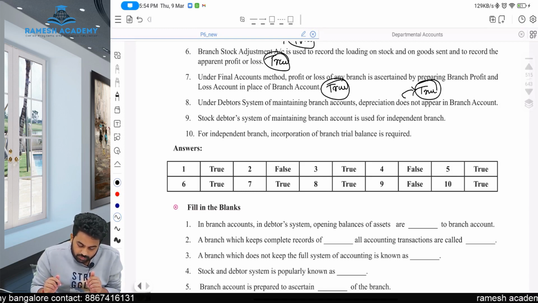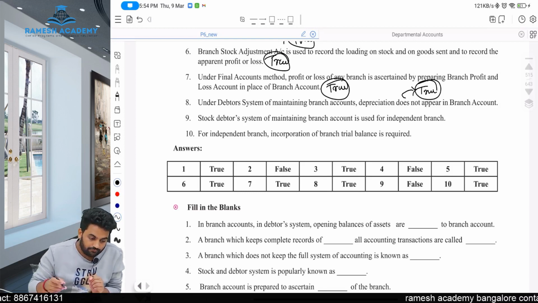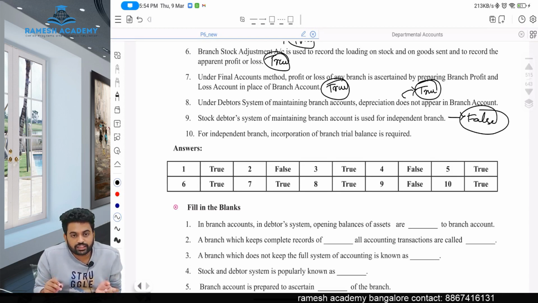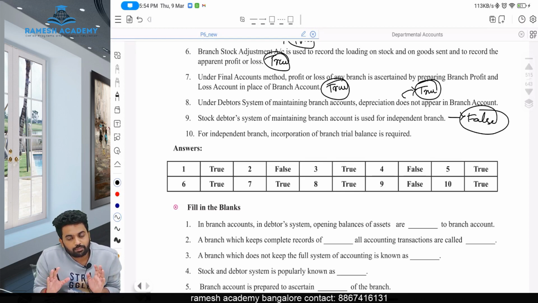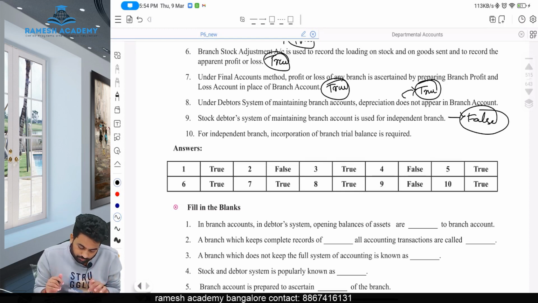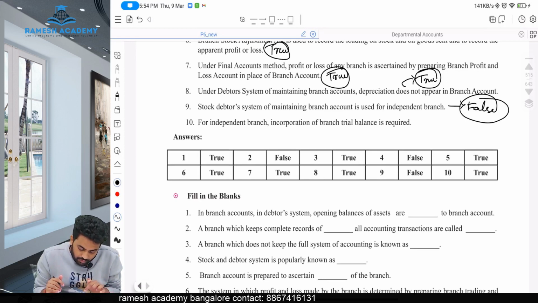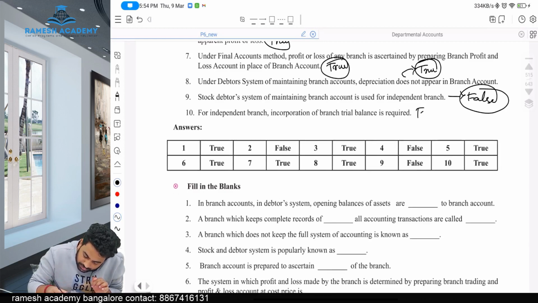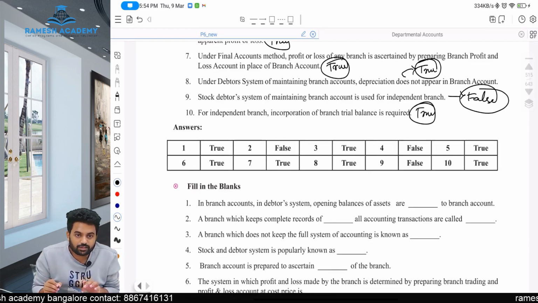Stock debtor system of maintaining a branch account is used for an independent branch. Whether for independent branch it is used? No sir, independent branch will maintain its own books. Stock debtor, final account method, under wholesale price, all these are for the dependent branches. Independent branches maintain their own books. Okay sir. Tenth one, for independent branch, incorporation of a branch trial balance is required. Yes, it is required. Independent branch, we have done yesterday.